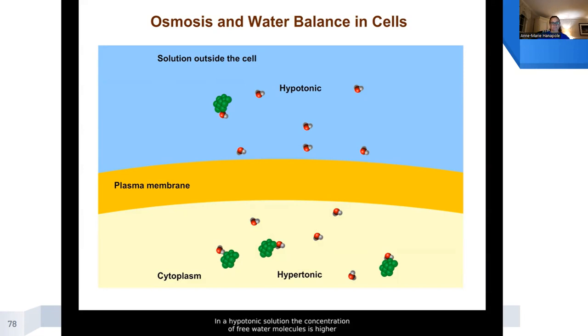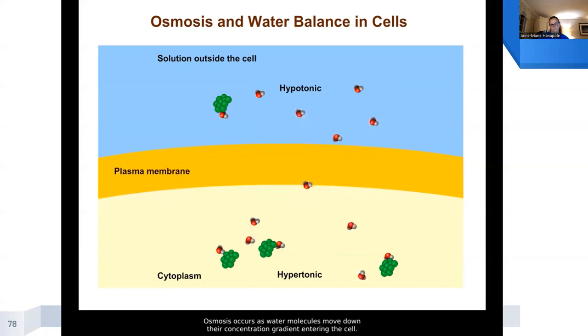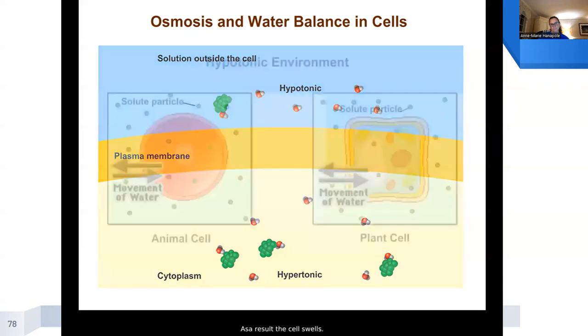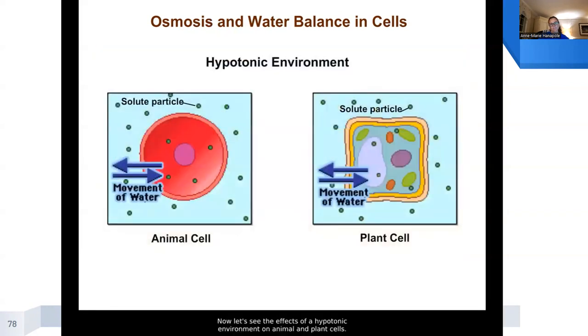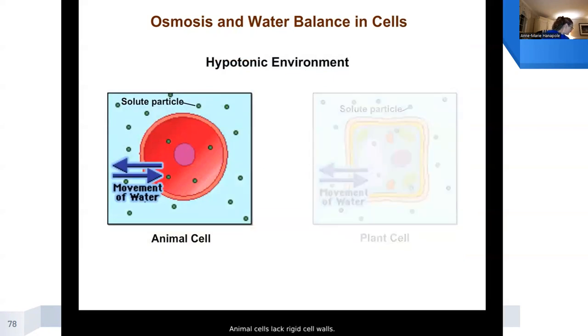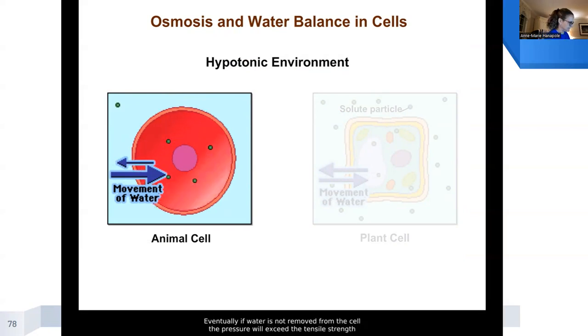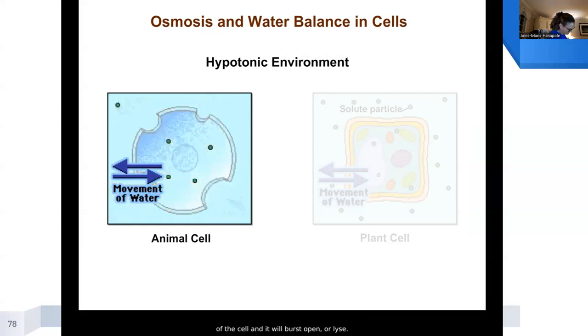In a hypotonic solution, the concentration of free water molecules is higher than outside. Water rushes into the cell and the cell swells. Eventually, if water is not being removed from the cell, the pressure will exceed the tensile strength of the cell and it will burst, or lyse.